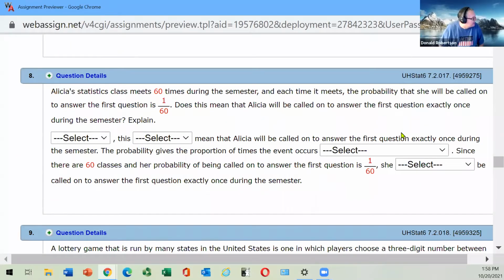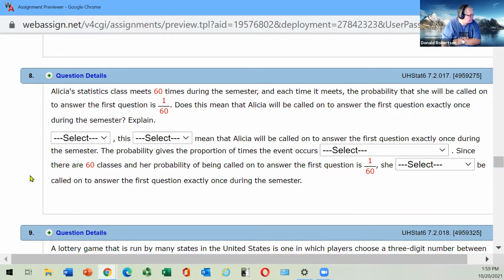That's fine. Now, Alicia's statistics class meets 60 times during the semester, right? So I guess it's 60 days, right? It's a 12 week semester, seems right. And each time it meets, the probability that she will be called on to answer a question is 1 out of 60. Ah, that's not that big. Does this mean that Alicia will be called on to answer the first question exactly once during the semester? No.